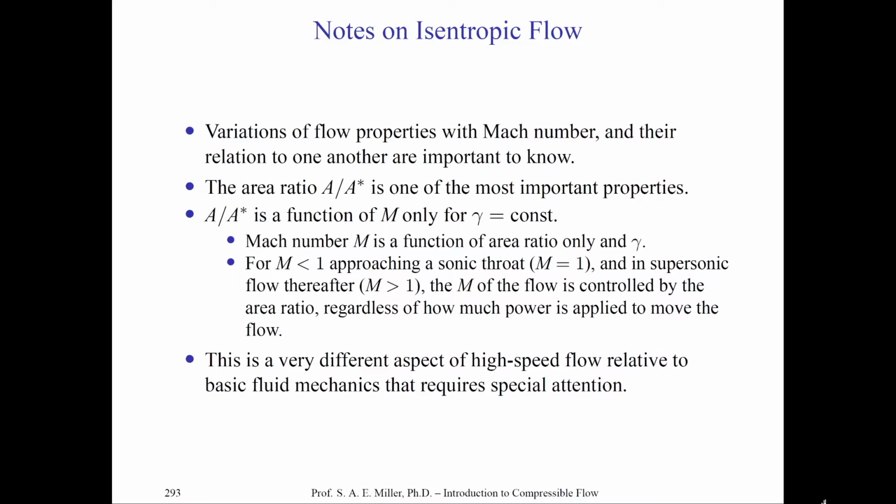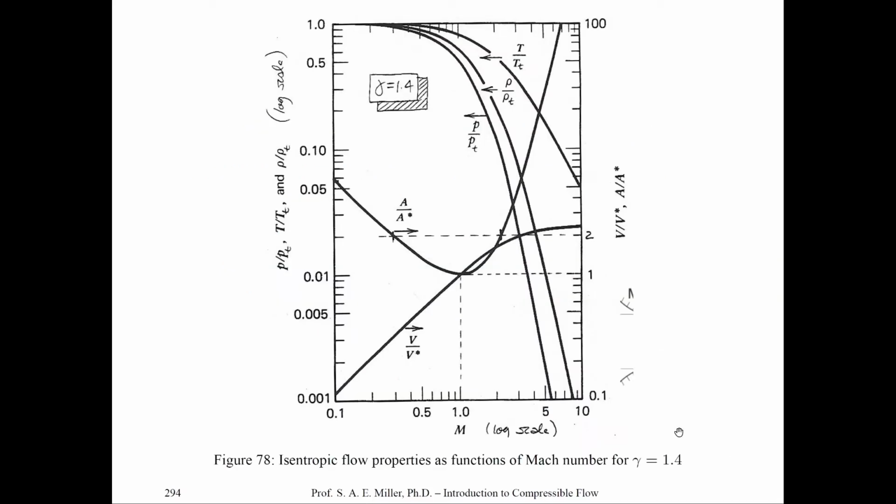Now you'll think about these equations. I hope you have the time, and the physics will become intuitive for you. We've looked at and developed these equations. Now let's look at how they behave with particular graphs. This is figure 78, an important graph in the class. It is the isentropic flow properties as a function of Mach number for gamma 1.4, which might be air.